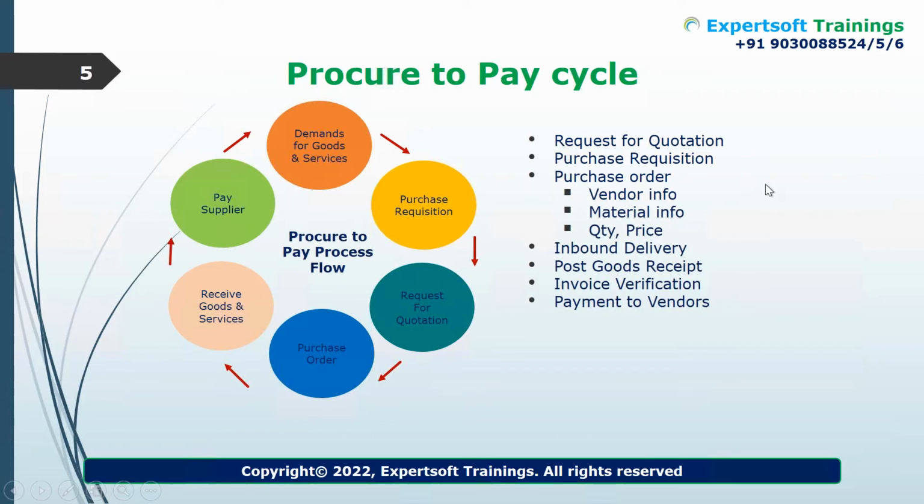What will be the point of contact when I'm receiving the goods from the seller? Where will I actually be receiving the goods? All those details you can have in the purchase requisition.